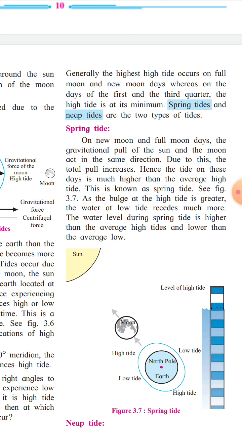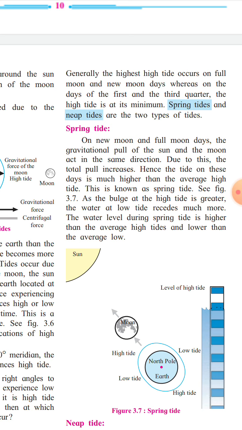See, the first one, spring tide. On new moon and full moon days, the gravitational pulls of the sun and the moon act in the same direction. Due to this, the total pull increases, and hence the tide on these days is much higher than the average high tide, and this is known as spring tide. See figure 3.7, spring tide.